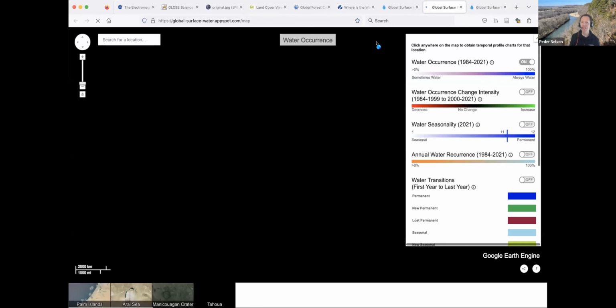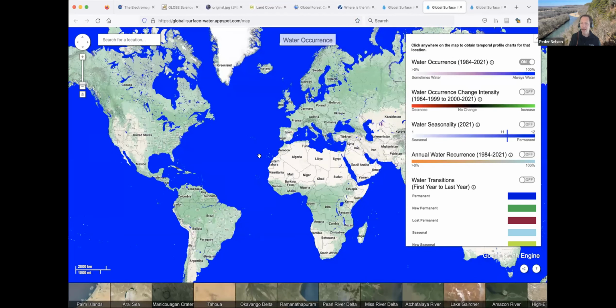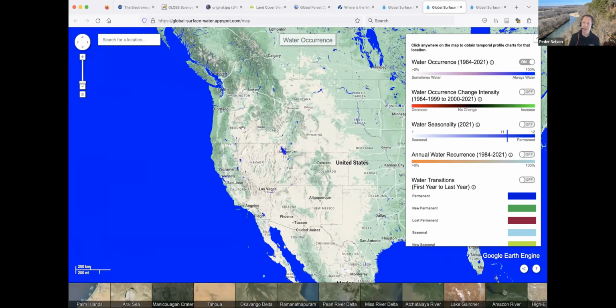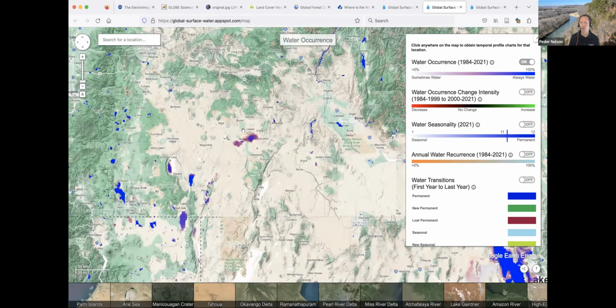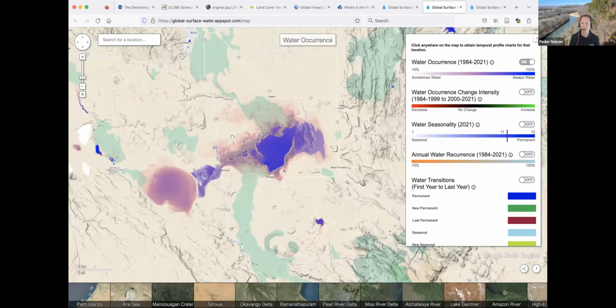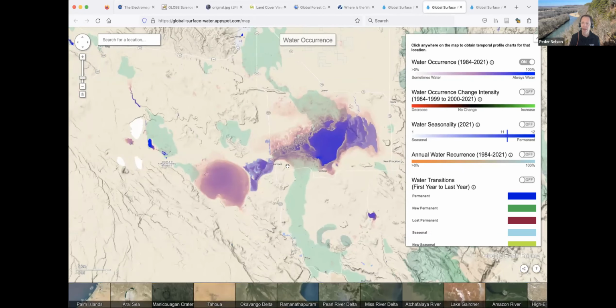But if we click on this explore option, we again get a map. We get some layers that tell us how often is that water there? And is it never water, sometimes water, or always water? Again, this is a really important question that gets into why are trees located where they are? So I'm going to just, again, zoom in to our location that we've been focused on.